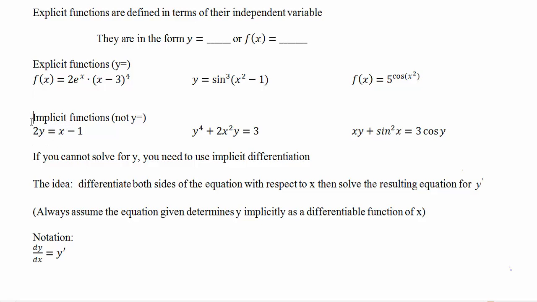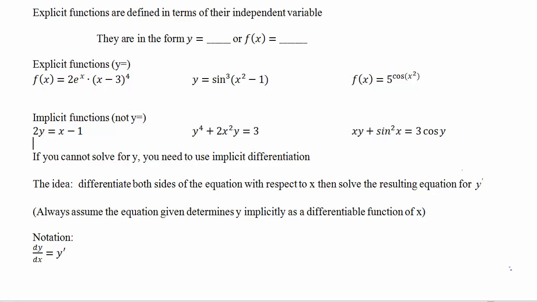That's called implicit. Okay, a function is written implicitly, or it's called an implicit function, if it's not of the form y equals. Now sometimes you can just solve for y, like the first one, I could just divide by 2 and solve for y. The second and third, these two examples, I cannot solve for y. So I have to find the derivative using this method, which is implicit differentiation.